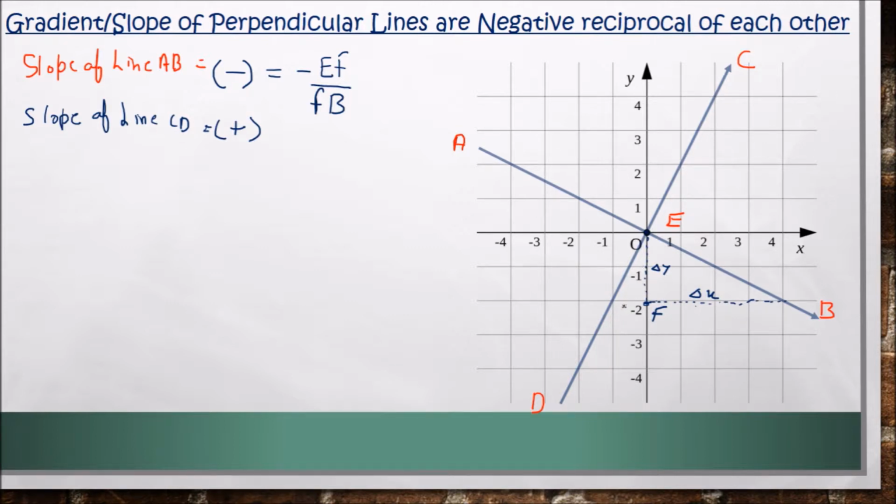If you have a look at the line CD, it is going upwards. If it is moving upwards, it means the change in y will be positive, because the y value is going up. And the x value is moving to the right side, which means that the x will be positive. So there will be positive change in y divided by positive change in x. So there will be no negative gradient of our line CD. So let's find out the gradient of line CD.